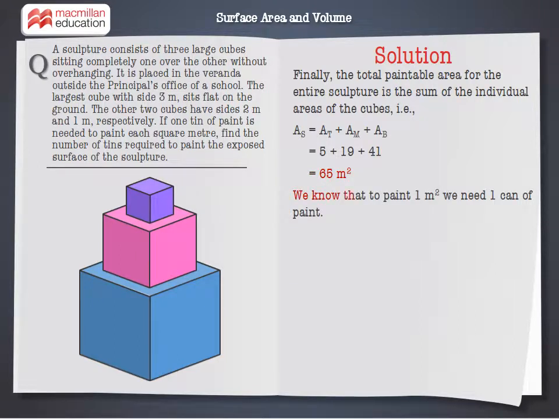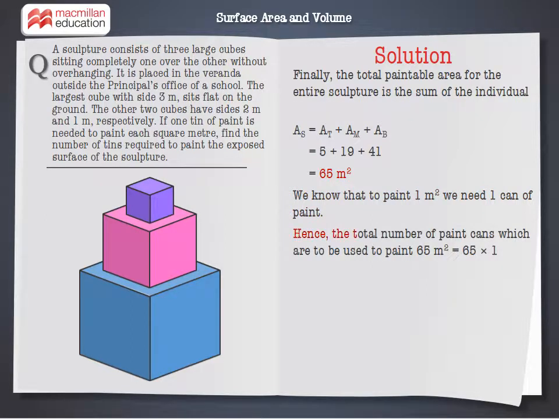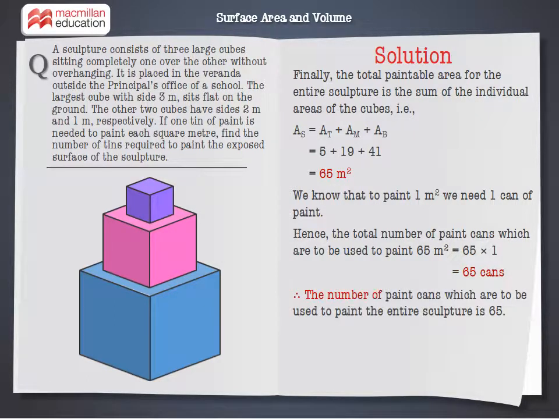We know that to paint 1 meter squared, we need 1 can of paint. Hence, the total number of paint cans which are to be used to paint 65 meters squared is equal to 65 into 1, which is equal to 65 cans. Therefore, the number of paint cans which are to be used to paint the entire sculpture is 65.